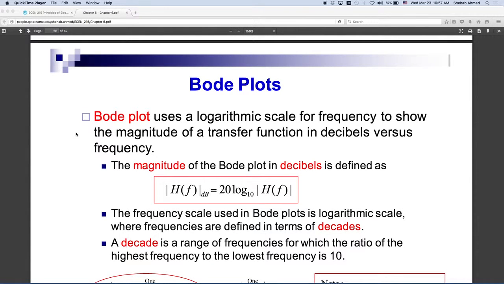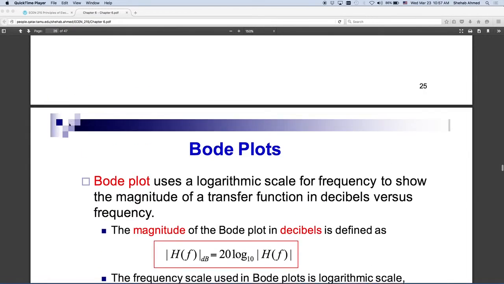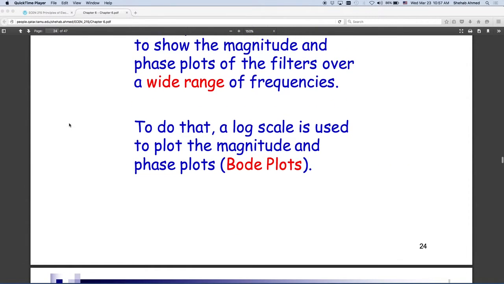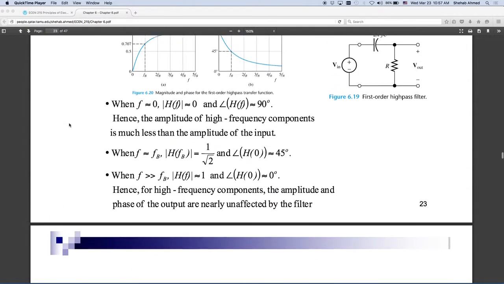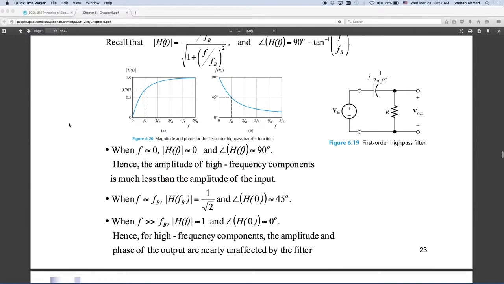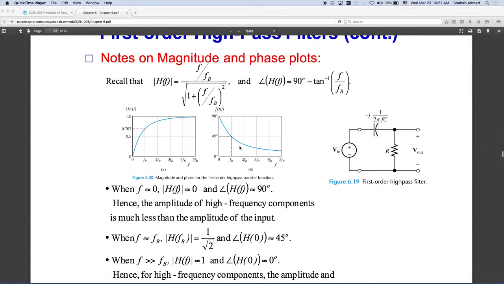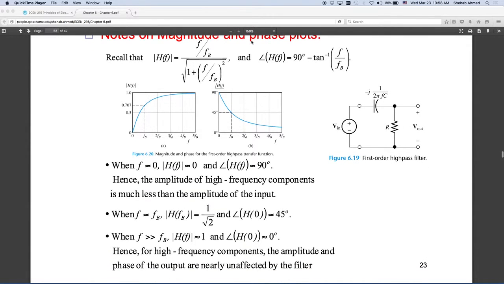So last time we were talking about transfer functions. First we drew some random transfer functions for random functions, and then we said, okay, let's draw some useful transfer functions. So we drew the transfer function magnitude and angles for the low pass filter and the high pass filter, and we drew them on a linear scale.